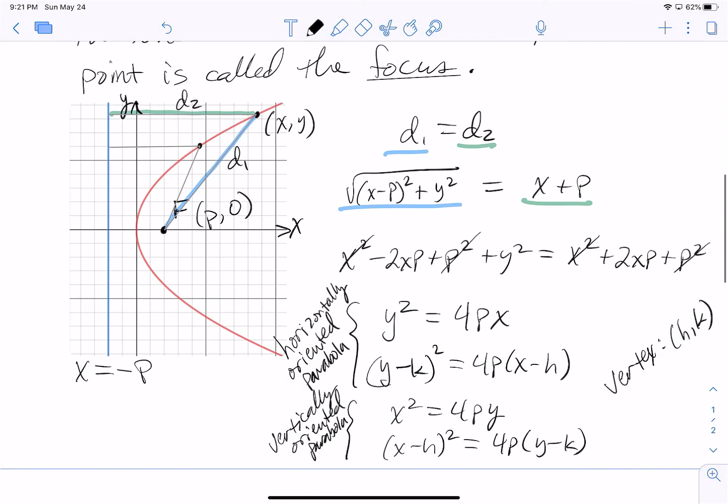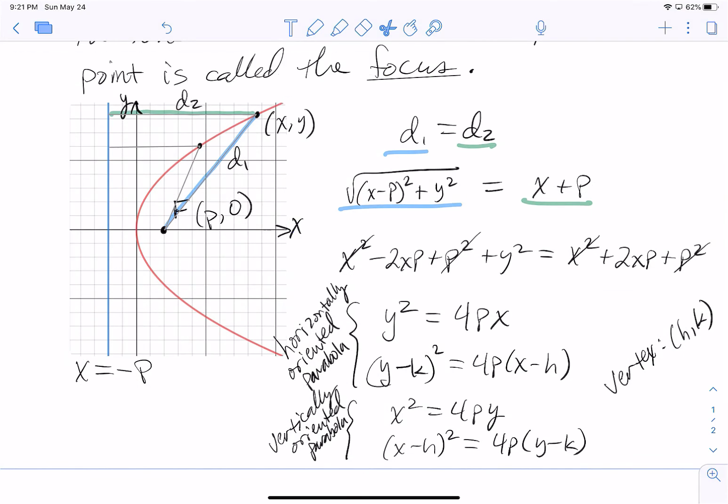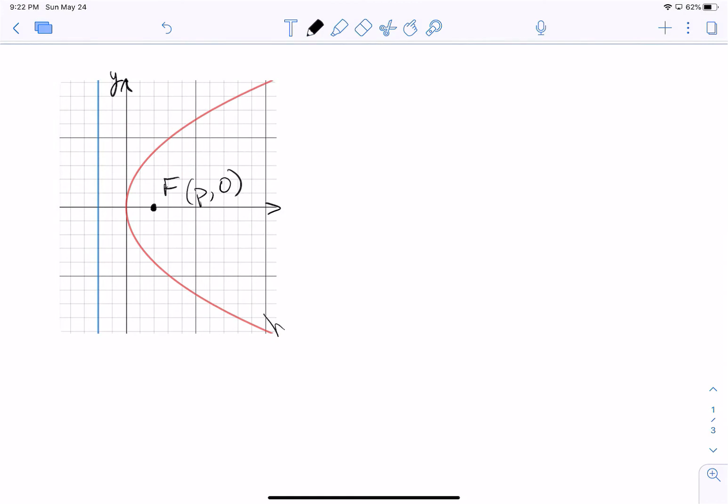Now I'm going to copy this picture and paste it down here because I want to keep drawing on it, but I didn't want everything to get out of hand. Folks, we're saying that the distance between the focus and the vertex is p. The distance between the vertex and the directrix is p.